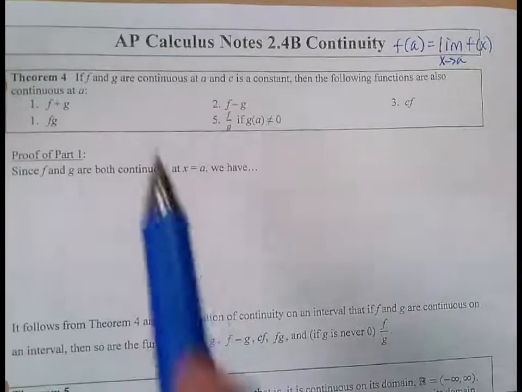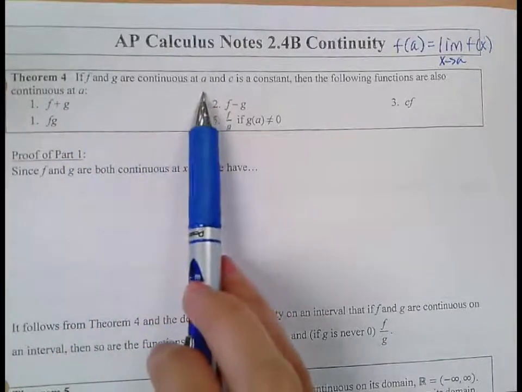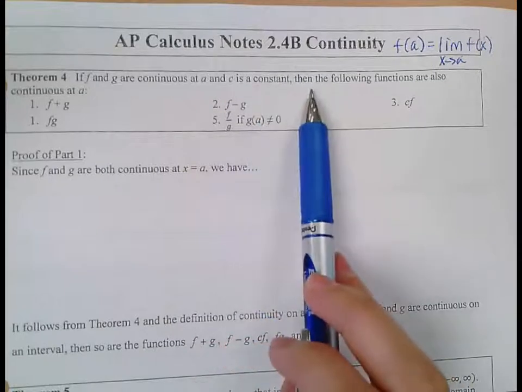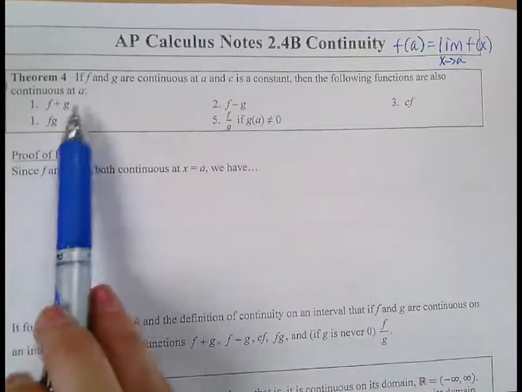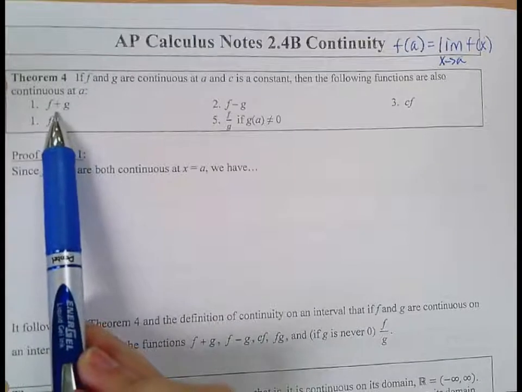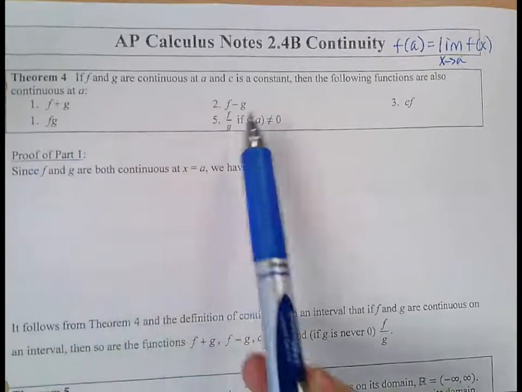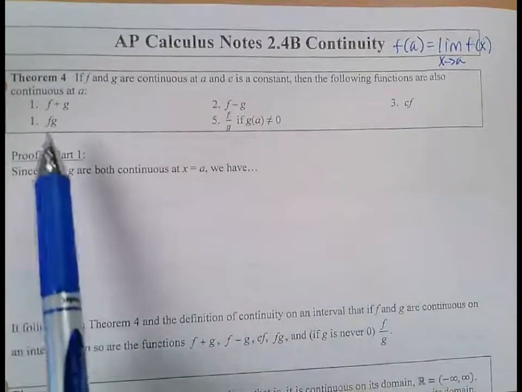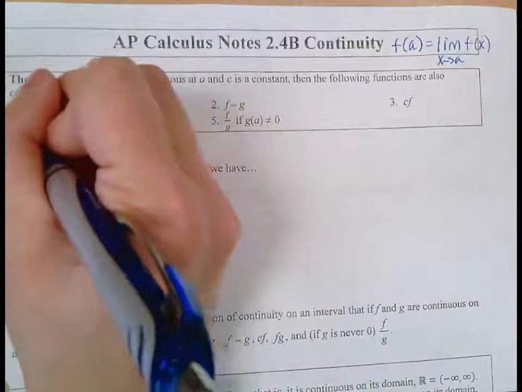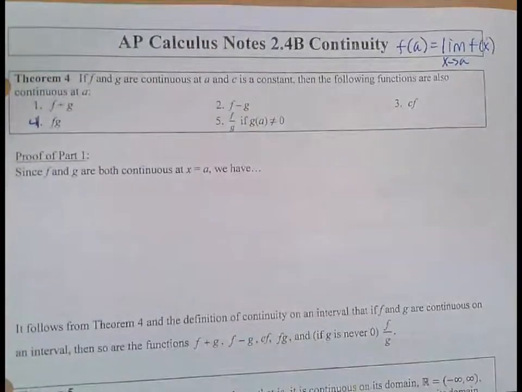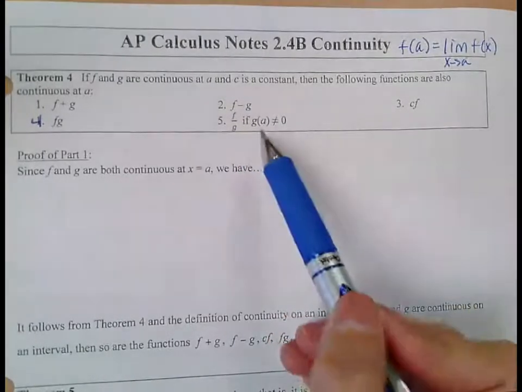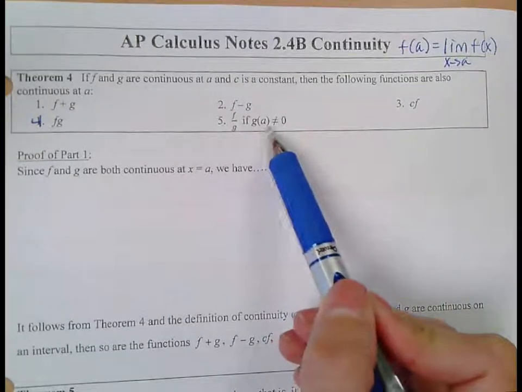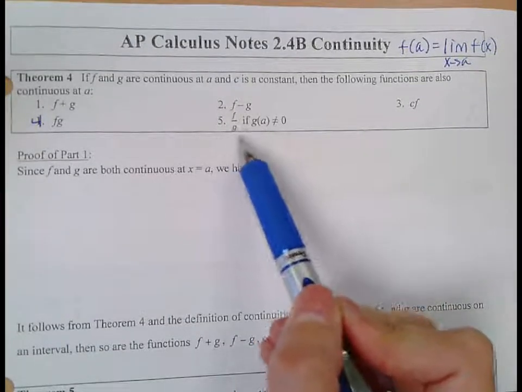It says if f and g are both continuous at a, and c is a constant, then the following functions are also continuous at a. So if you're adding two continuous functions, the result is still continuous. Same with subtracting, same with multiplying a continuous function by a constant, same with, oh, this should actually be 4, not number 1 again. But same with multiplying two continuous functions, it's still continuous. And dividing two continuous functions is continuous as long as g of a is not equal to 0, because that would end up being your denominator.